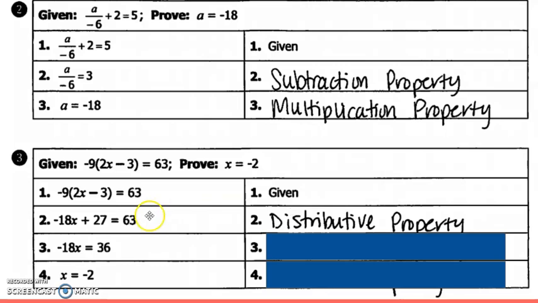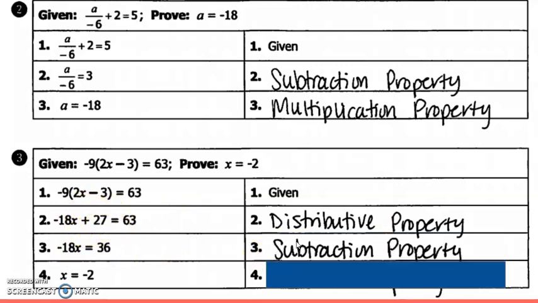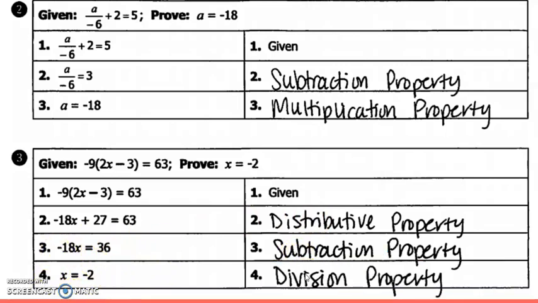Next thing we're going to do is figure out what they did between step 2 and step 3. And it looks like they got rid of our 27, and they did that using our subtraction property. The next one is they got x by itself to equal -2, and they did that using the division property. So you're solving all the equations you did in algebra. We're just writing it out in a different way. And now we're justifying with the properties that we're using.